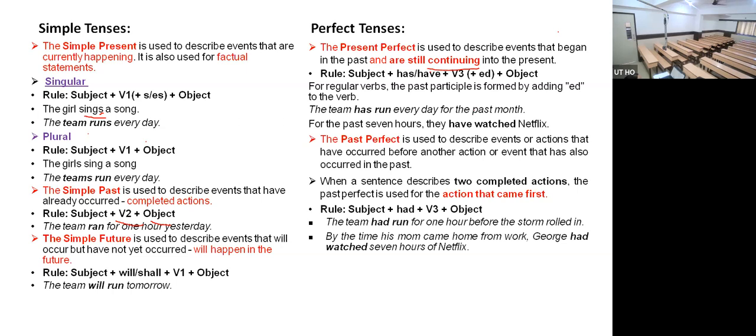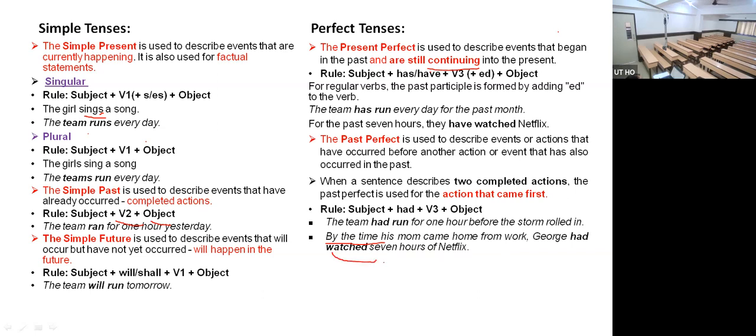So by the time his mom came home from work, George had watched 7 hours of Netflix. Here you will not use has, because we are talking about the past, right? So by the time, this is what gives you the clue. If you are saying by the time, so what happened first?